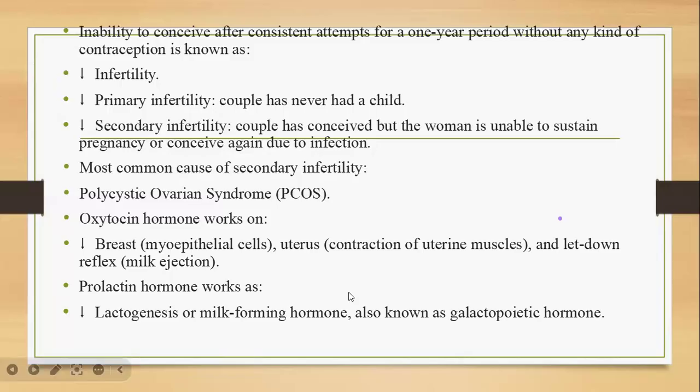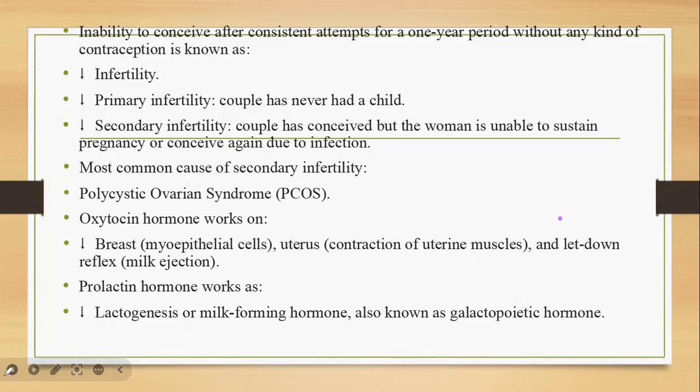Okay. Always remember, prolactin has two roles. One is milk production, that is known as lactogenesis, and one is to maintain that milk production throughout the time period. That is known as a galactopoietic hormone. मतलब वो prolactin maintain कर रहा है production of milk, that is galactopoietic hormone.